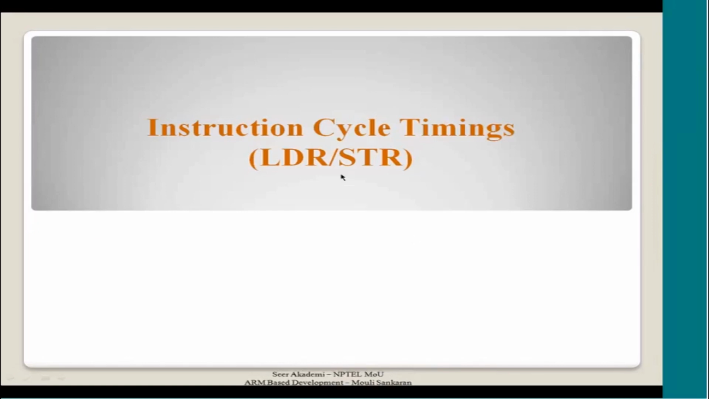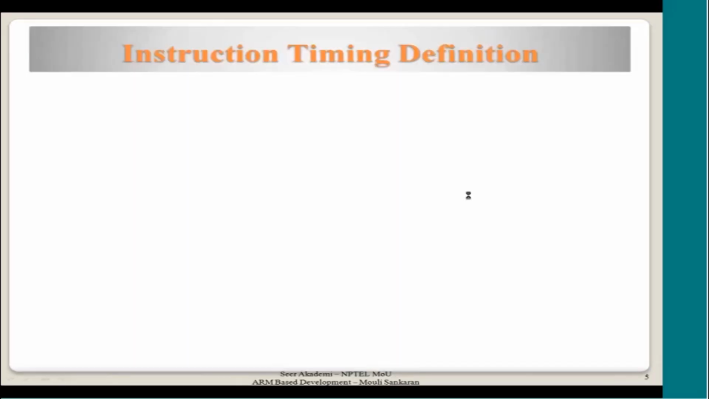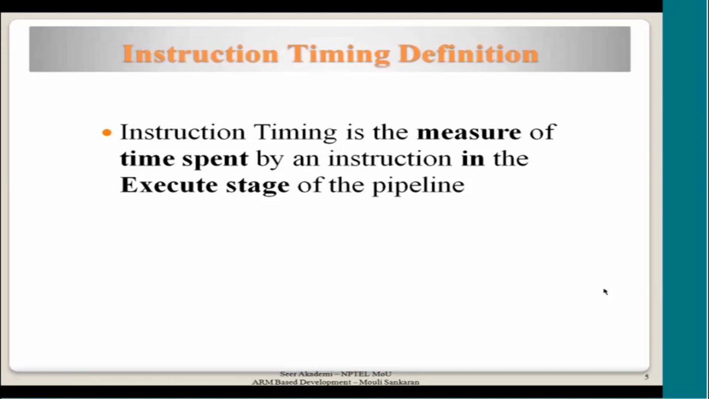Now I am taking examples from LDR and STR and then showing you how the timing is calculated. First of all, let us see the definition of instruction timing. The instruction timing is the measure of time spent by an instruction in the execute stage. Please remember, this is the time spent by the instruction in the execute stage.